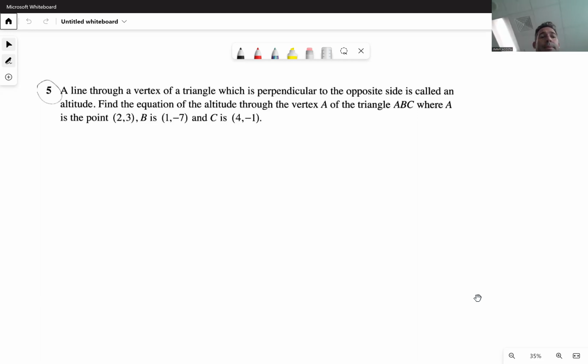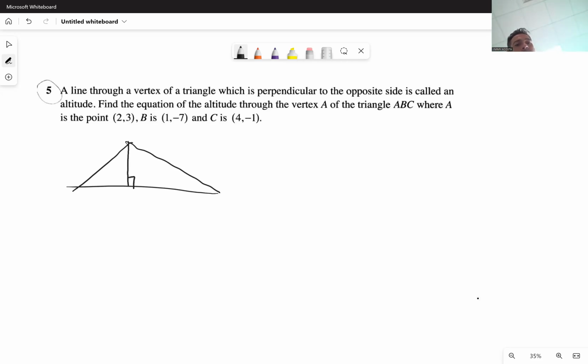Okay, so it says a line through a vertex of a triangle, which is perpendicular to the opposite side, is called an altitude. Do you guys remember how that looks from geometry? Just quickly, it looks something like this. So you have a triangle, and you have a vertex here. That's the altitude. You see that? That line here will be the altitude. That's how an altitude looks.